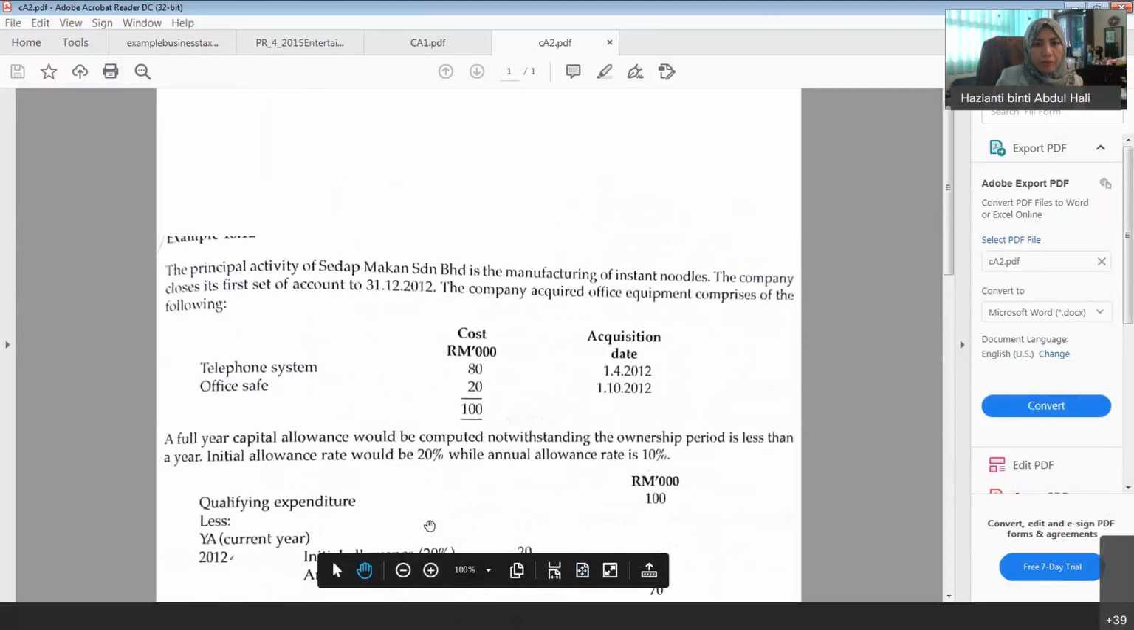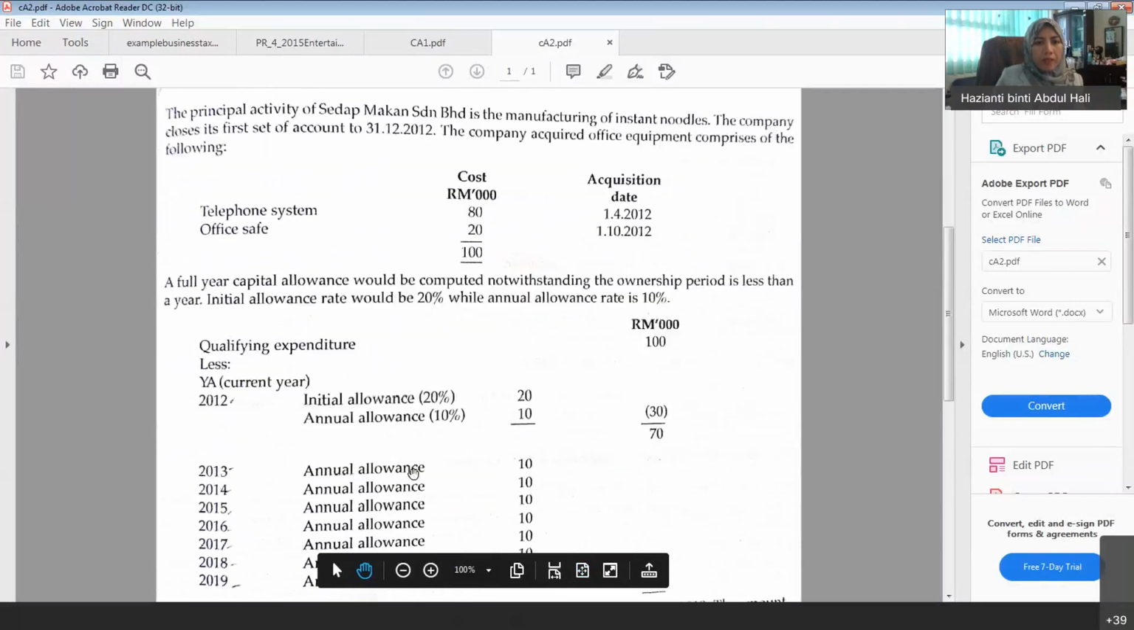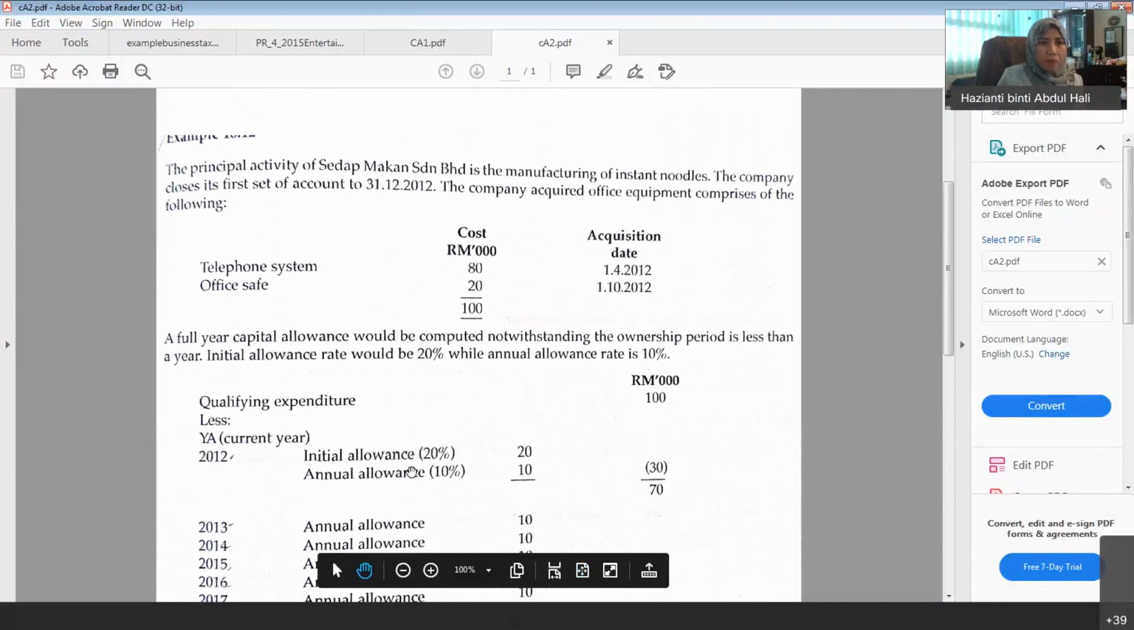Alright, this one. So we have here Sedap Makan Sendirian Berhad is the manufacturer of instant noodles. So the company closed its first set of account on 31st December 2012.